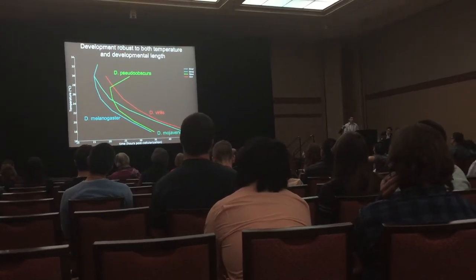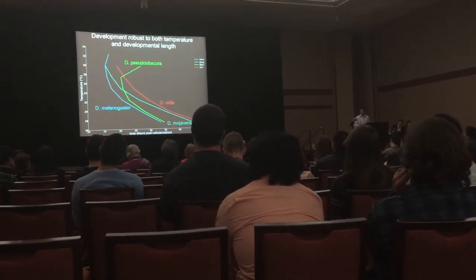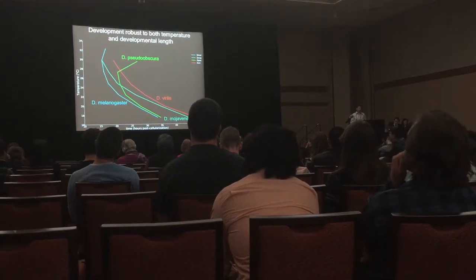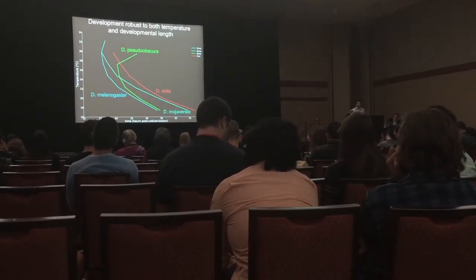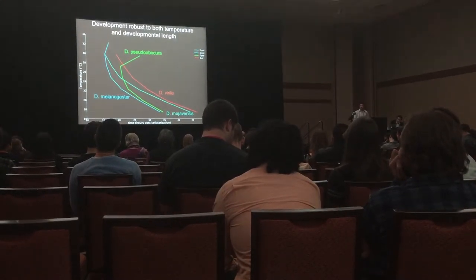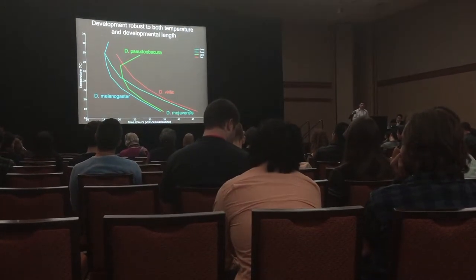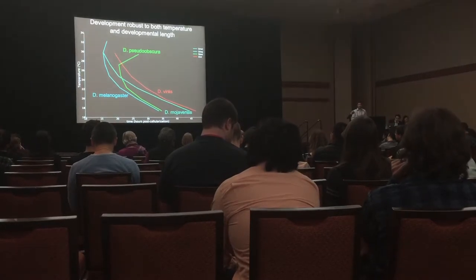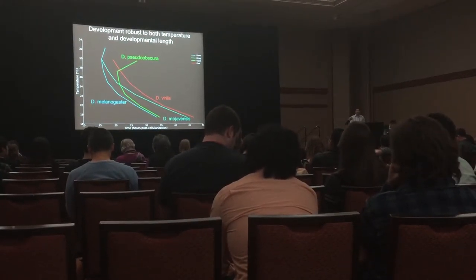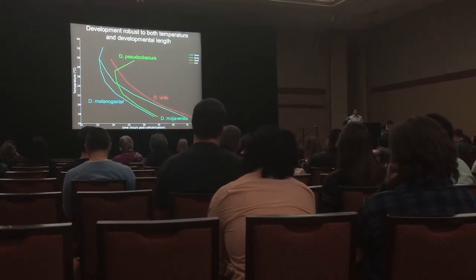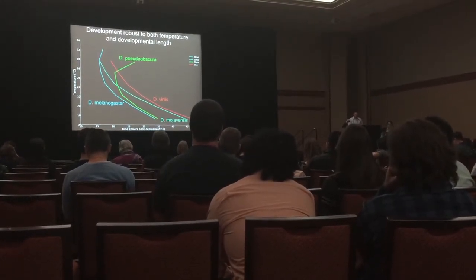So this leads to sort of two questions. One is a sort of a practical question. How do we compare two different flies that are unrelated if we're doing, you know, comparative analysis of any sort? And the other question is, how did this come to be? How did these evolve so that they're so robust, both to a wide range of temperatures, but also these very different lengths of developmental time, even between two different species at the same temperature?